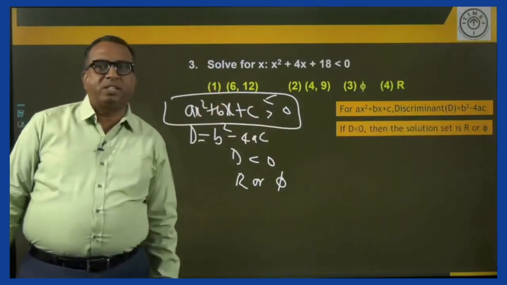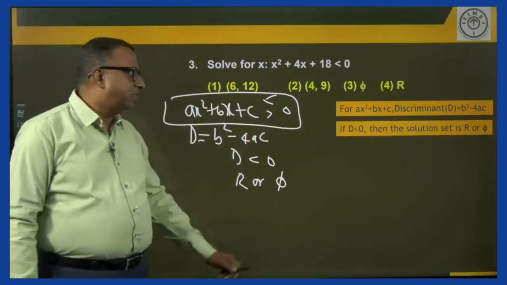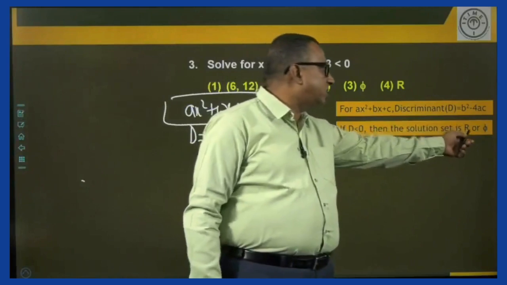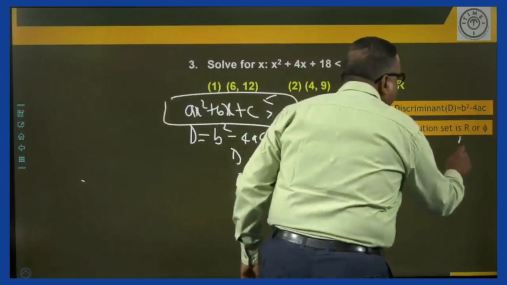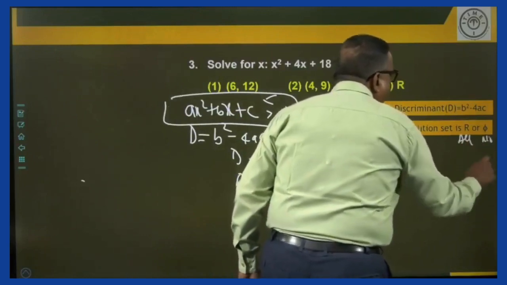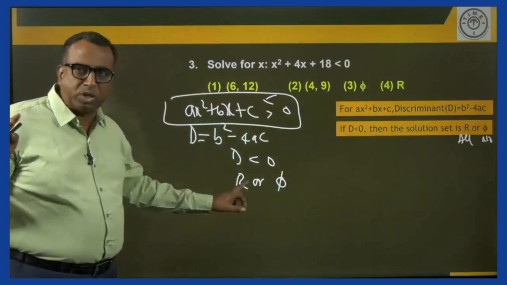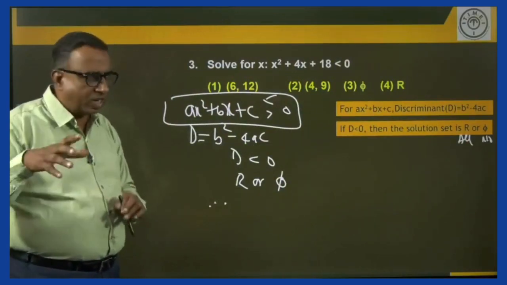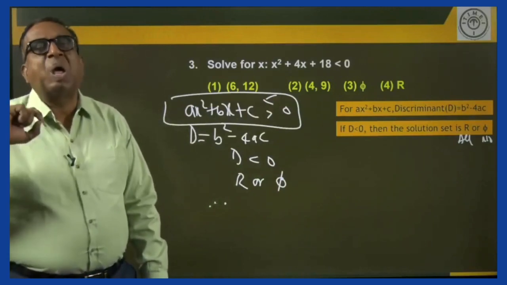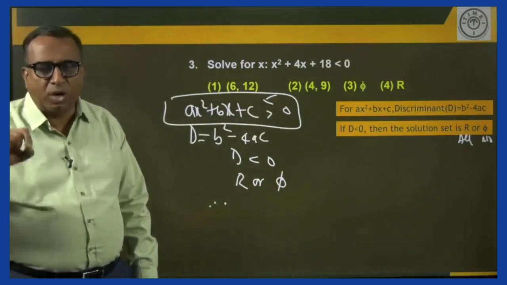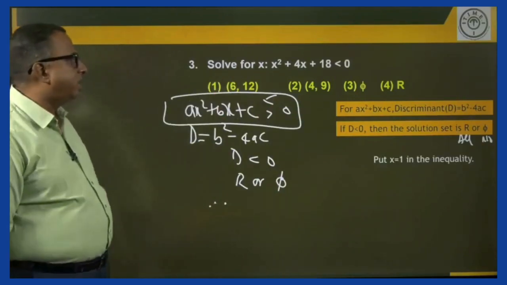If discriminant is less than 0, write this down, it is a shortcut. If discriminant is less than 0, then the solution set is all real numbers or no real number. All real numbers are solutions or no number will be a solution. Either everything works or nothing works. Please write that down. Now, in this case, you can very clearly see the discriminant.